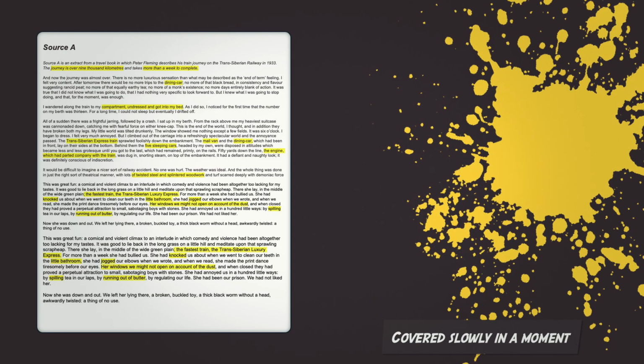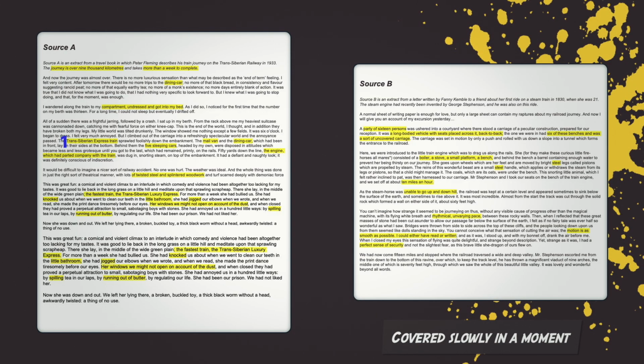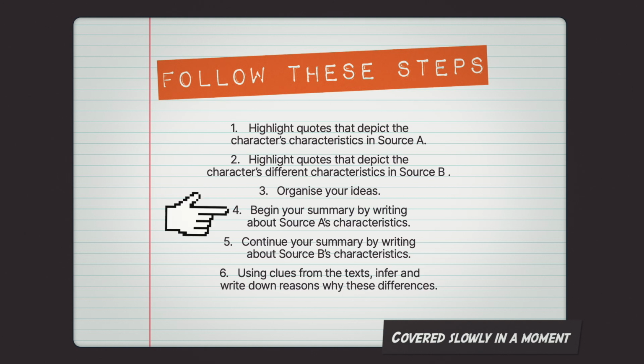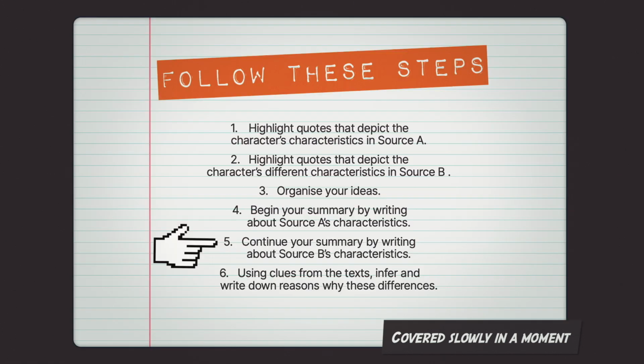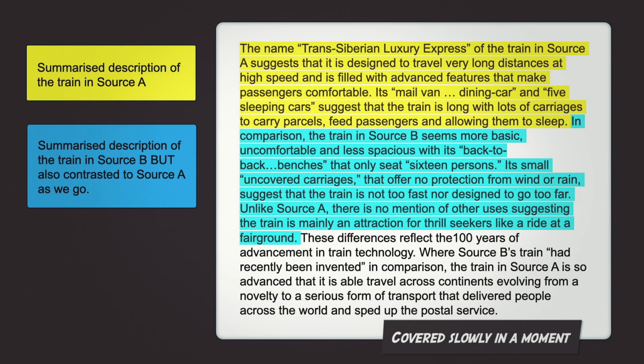Place the text side by side and try to spot the key differences. Number your ideas into an order like this. Begin your summary by writing about source A's characteristics. Ignore anything that does not or cannot be contrasted with source B. And then in step 5, continue your summary by writing about source B's characteristics.